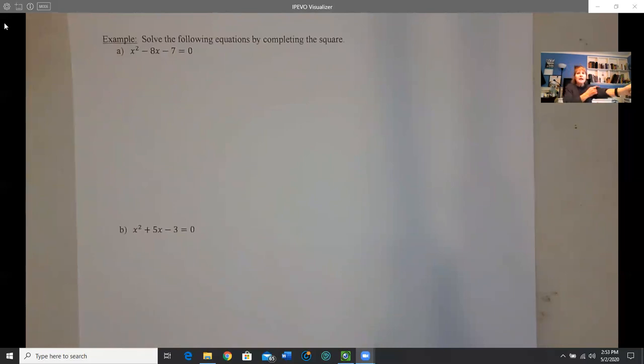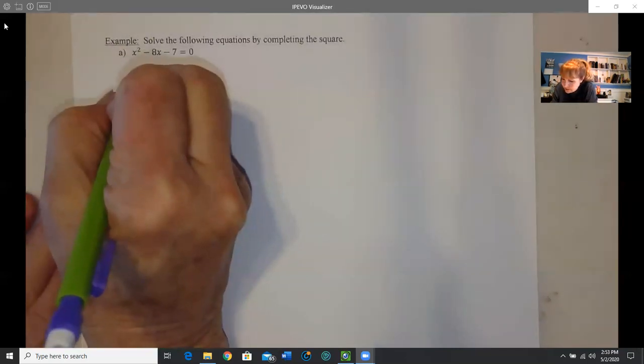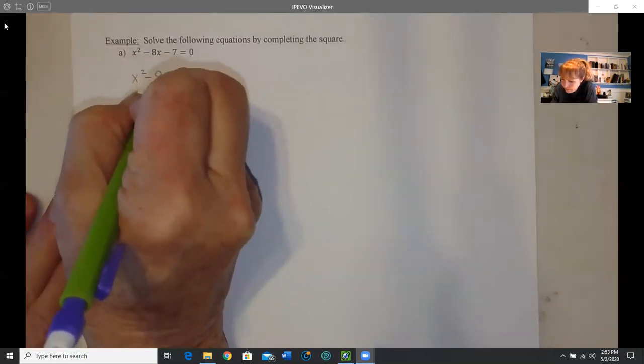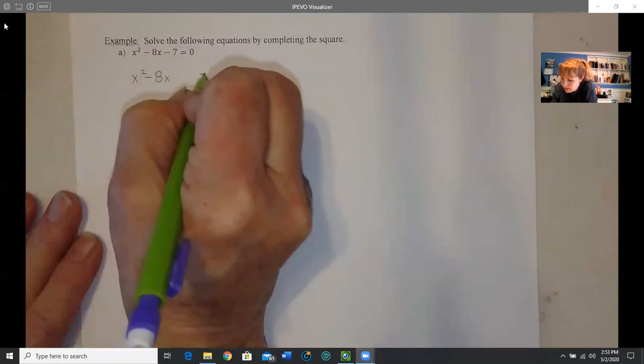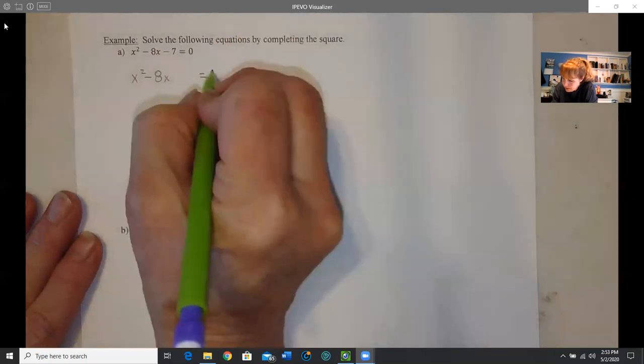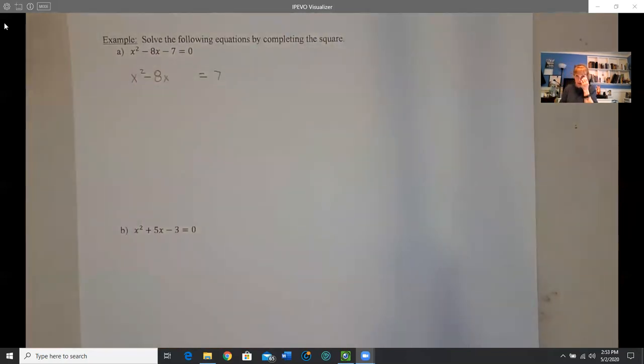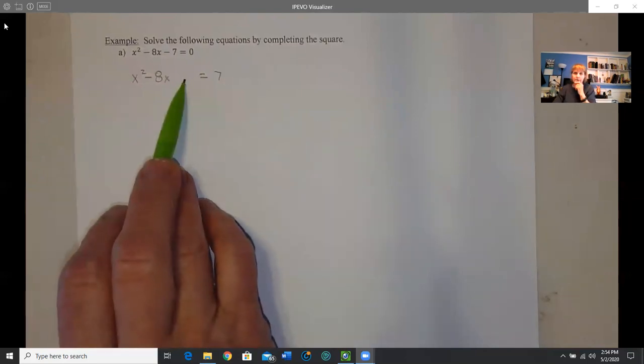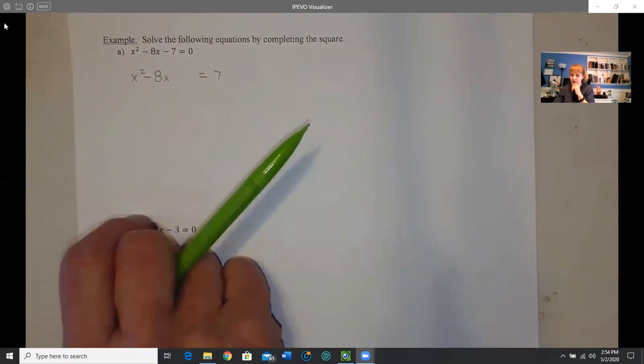Okay. Step 1 is to get rid of this minus 7. You only want the x squared and the x on the left-hand side. So there's our step 1. And always leave space because I know I'll be adding a number here. Okay, and you always add that number. This term right here, you'll always be adding it. Always. It'll always be plus here.